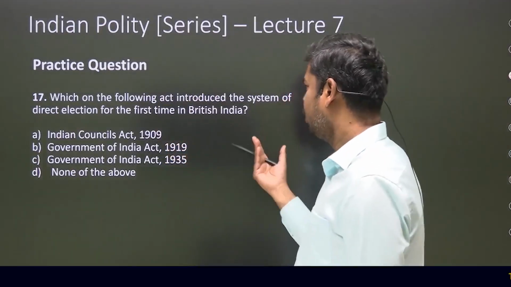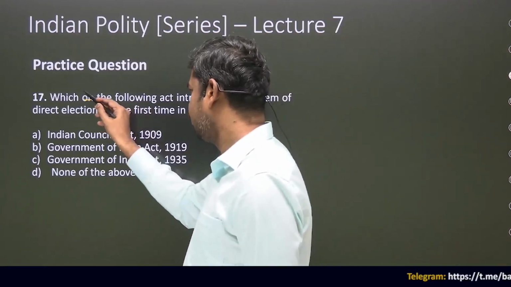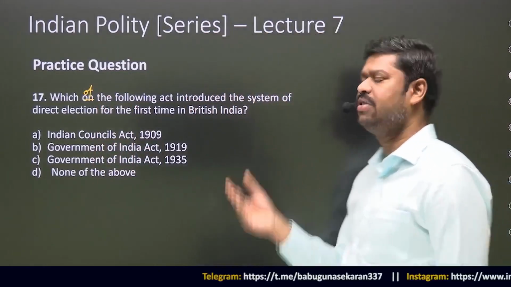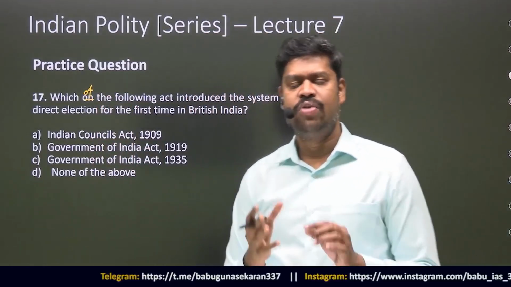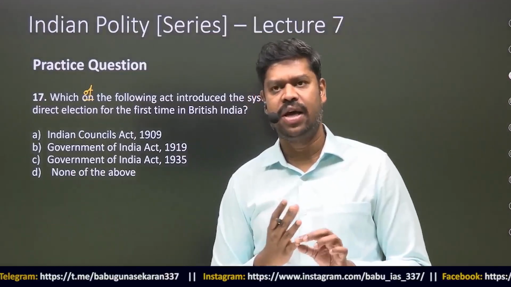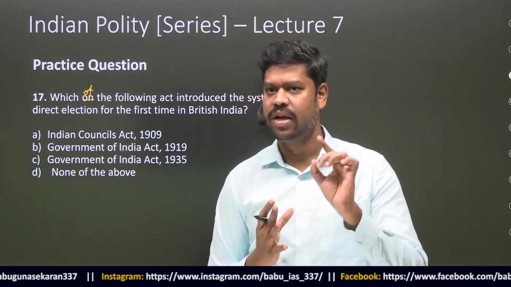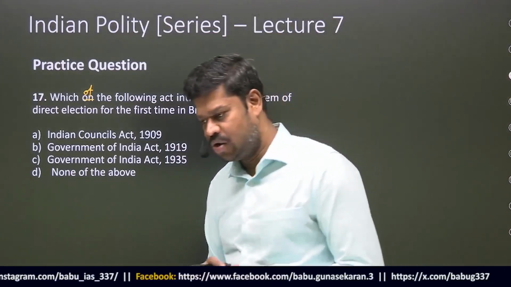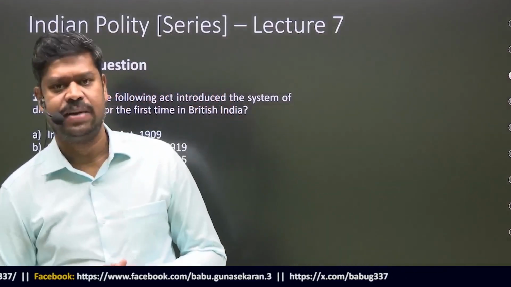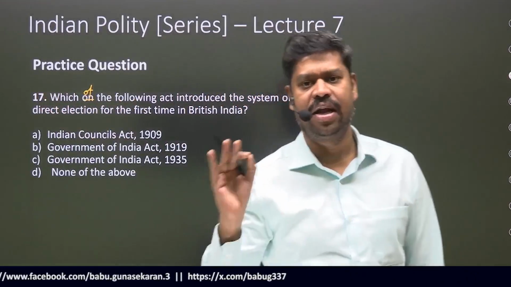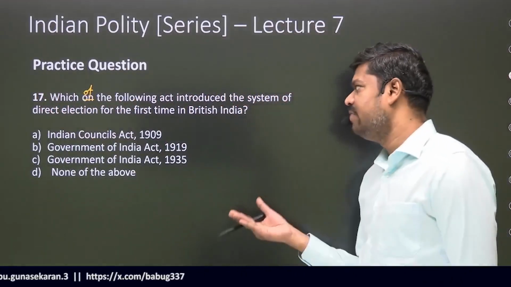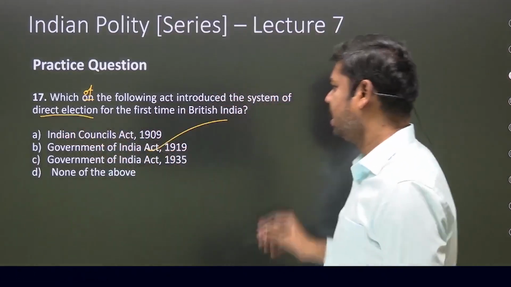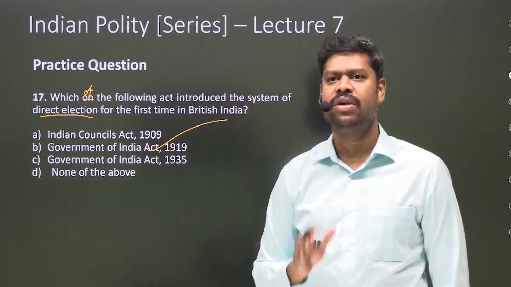Which of the following, this should be a small correction, which of the following acts introduced the system of direct elections for the first time in British India? Now we have categorically studied that the system of indirect election was brought in by the Indian Council Act 1892, and that continued till 1909. So if that continued till 1909, the next major development is the Government of India Act 1919. So for the first time the system of direct election was introduced by the Government of India Act 1919. All these questions are very, very important.